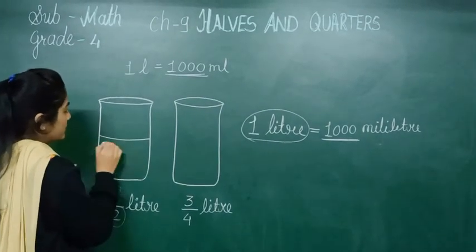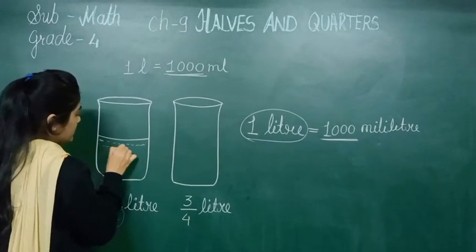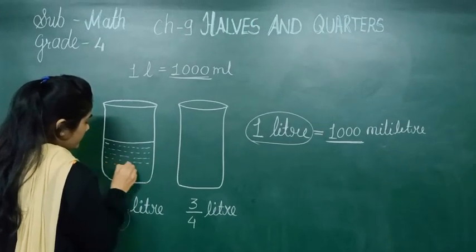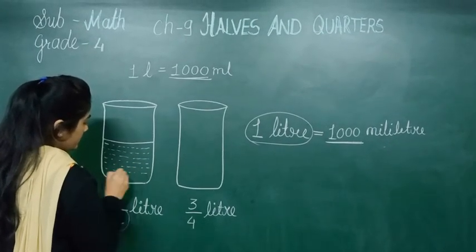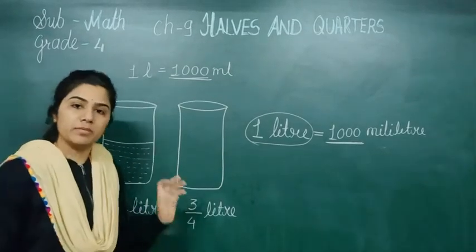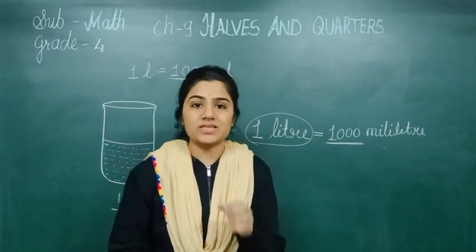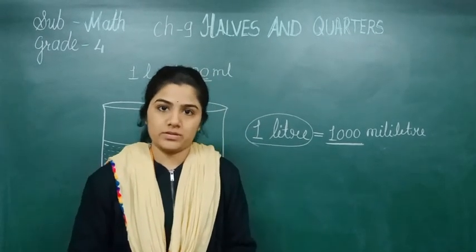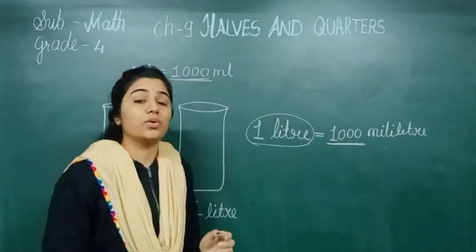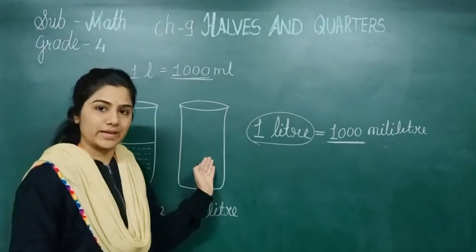This milk I am giving you as an example. See, like this, I am just making a dotted line. So it contains 1/2 liter of milk. I used the word milk because in your workbook this kind of question is given. Okay, now the second container. This is also of 1 liter.